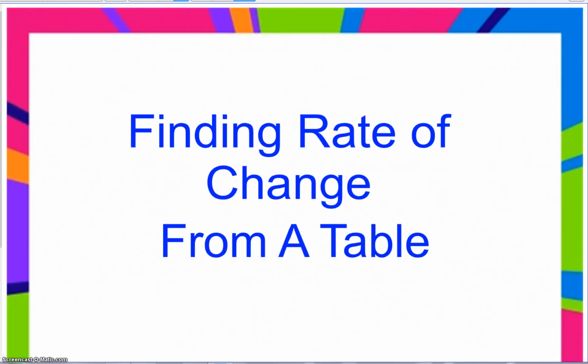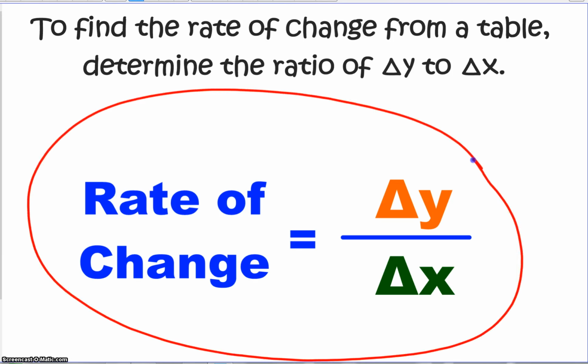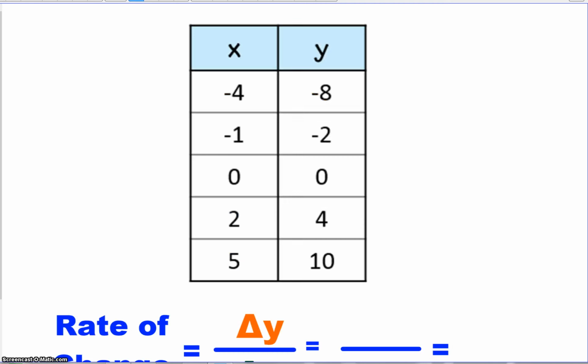So let's talk about rate of change. We have talked about rate of change from a table. So this is going to be a review of how to find rate of change from a table. Remember, in that first line on the foldable, you need to make sure you write this. To find the rate of change from a table, determine the ratio of change in y to change in x. And right here is where it's showing you that this is the formula, or this is the equation we use to find rate of change. So let's do a practice problem.